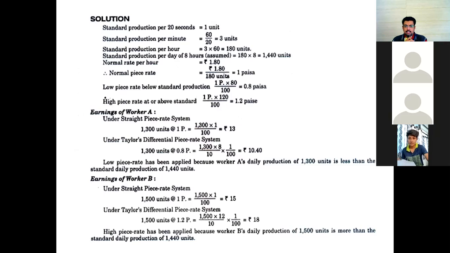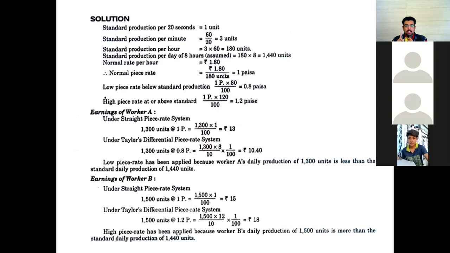Normal rate per hour is rupees 1.80. Therefore, normal piece rate is equal to 1 rupee 80 paisa divided by 180 units, equal to 1 paisa. So low piece rate below standard production is 1 paisa into 80 divided by 100, that is 0.8 paisa. High piece rate at or above standard is 1 paisa into 120 divided by 100, that is 1.2 paisa.